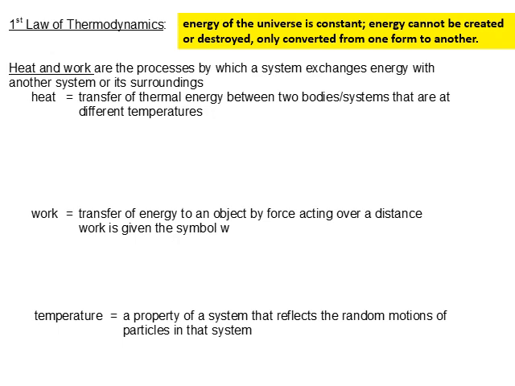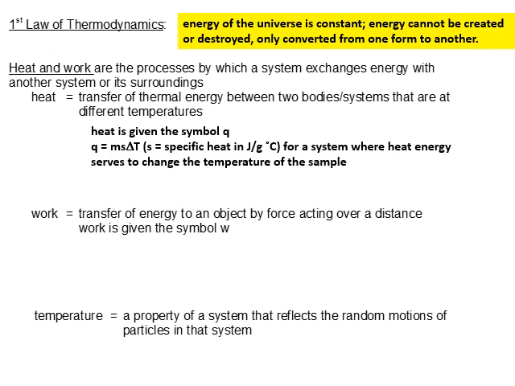Heat is defined as the transfer of thermal energy between two bodies or systems that are at different temperatures. Heat is given the symbol Q, and Q can be calculated from m s delta T, where s is the specific heat of the substance in joules per gram degree Celsius, and this equation is valid for a system where heat energy serves to change the temperature of the sample. When Q has a negative value, we define that process or reaction as being exothermic. When Q is positive, we say it is endothermic.